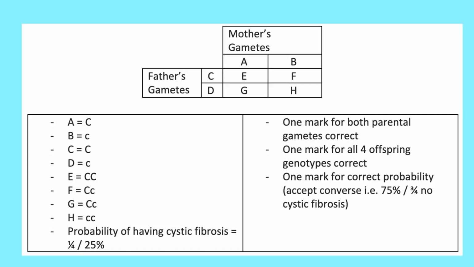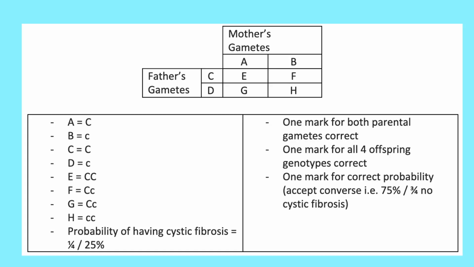Once we've completed the cross, we can look at the probability of having cystic fibrosis. We know that the capital C, the dominant allele, is the normal allele, whereas the recessive allele, the little c, is the cystic fibrosis allele. We know that for a recessive allele to be expressed in the phenotype, it must be present as two copies, so the person must be homozygous recessive. This means that E, so capital C, capital C, they don't have cystic fibrosis at all because they are homozygous dominant.